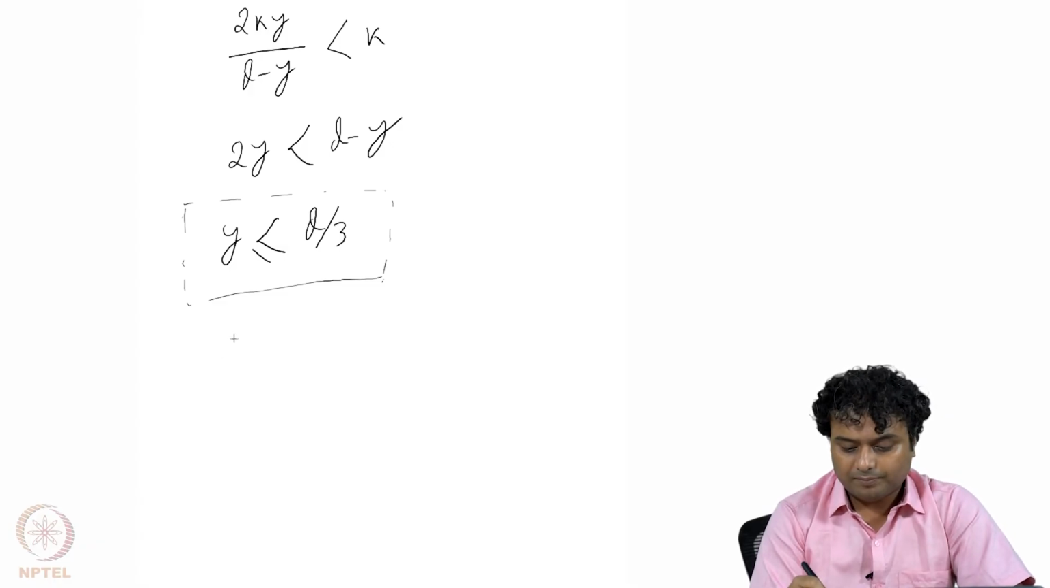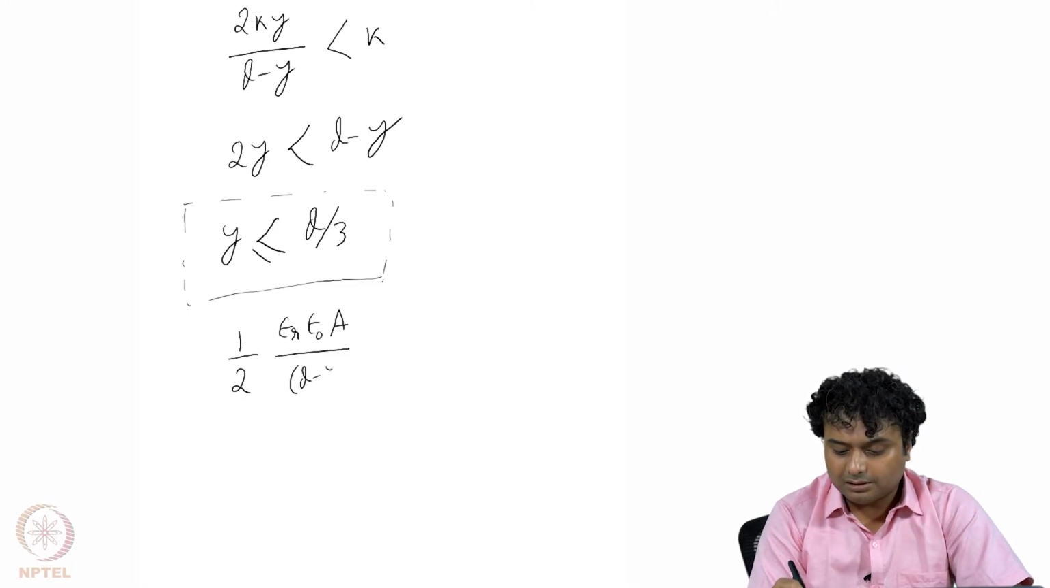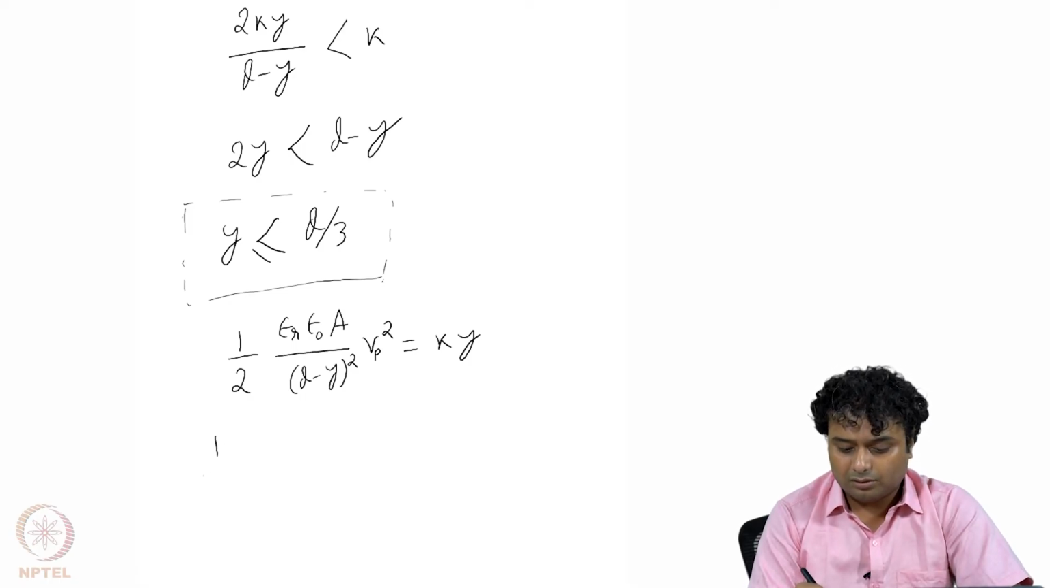So we know that if y is the deflection, then the electrostatic force is half epsilon r epsilon naught A divided by (d minus y) whole square into V square, right. This electrostatic force is equal to Ky. So this is Vp, because at pull-in voltage these two terms are the same, and at pull-in, what is the limiting condition? That is y equal to d by 3. So let us put this y equal to d by 3.